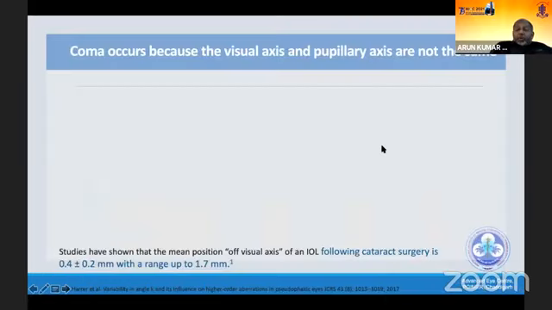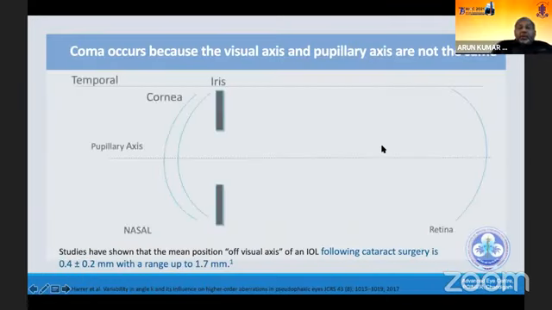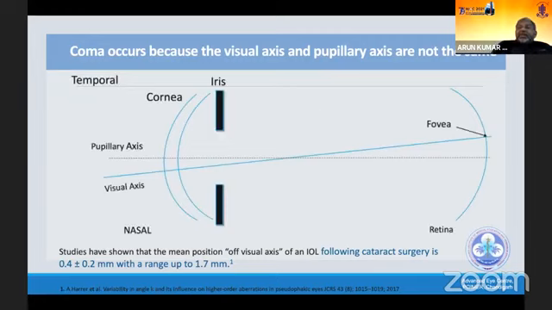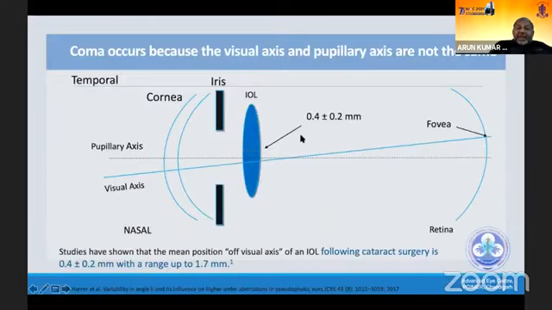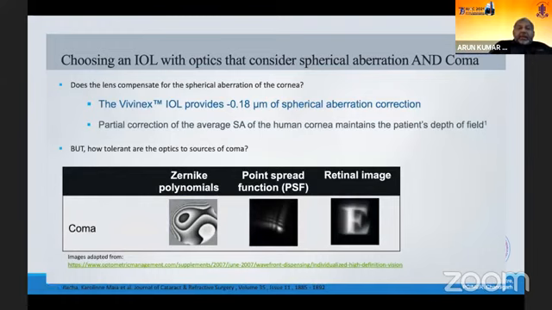So coma occurs because the visual axis and the pupillary axis are not in the same plane, because there is an angle between the two, so it induces a coma. And choosing an IOL with optics that consider spherical aberration and coma should be the optimal choice.